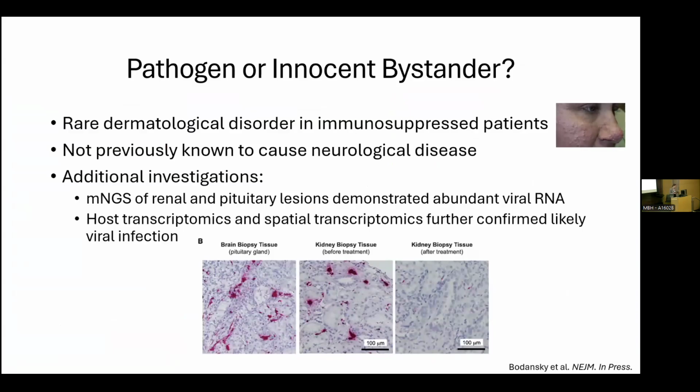Turns out the virus has caused rare dermatologic disorders in immunosuppressed patients. So it has been known to be pathogenic, but not previously known to cause neurologic disease. And so in order to confirm that this was truly pathogenic, the team performed additional investigations, including NMGS of her renal and her pituitary lesions, which showed abundant viral RNA, and then host transcriptomics, which I'll talk about in a second, and spatial transcriptomics further confirmed that this virus actually was pathogenic.